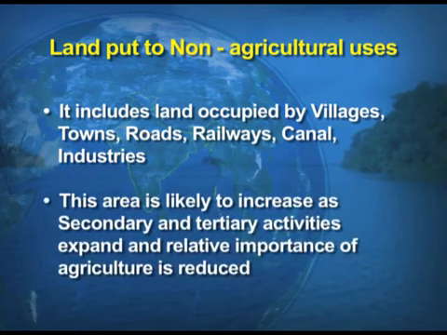This area is likely to increase as the secondary and tertiary activities expand and the relative importance of agriculture is reduced, because in India now the trend is that people are shifting from rural areas to urban areas in search of better employment opportunities. So that means we are shifting from agricultural activities to non-agricultural activities, known as secondary or tertiary activities.